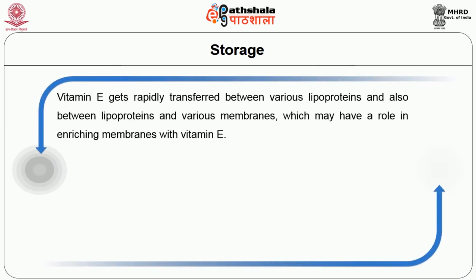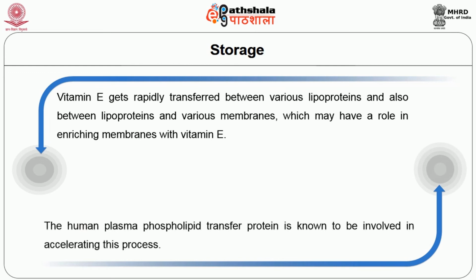Vitamin E gets rapidly transferred between various lipoproteins and also between lipoproteins and various membranes, which may have a role in enriching membranes with vitamin E. The human plasma phospholipid transfer protein is known to be involved in accelerating this process.